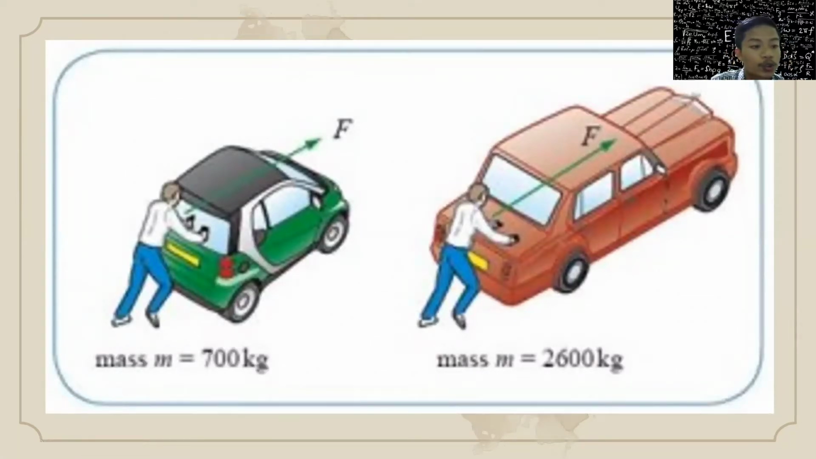There are two people pushing a car with a force F. The first person pushes a car that has a mass of 700 kilograms, and the second person pushes a car that has a mass of 2,600 kilograms. You can see for yourself which car is faster. Yes, it's the first car because the first car has a lighter mass than the second car.